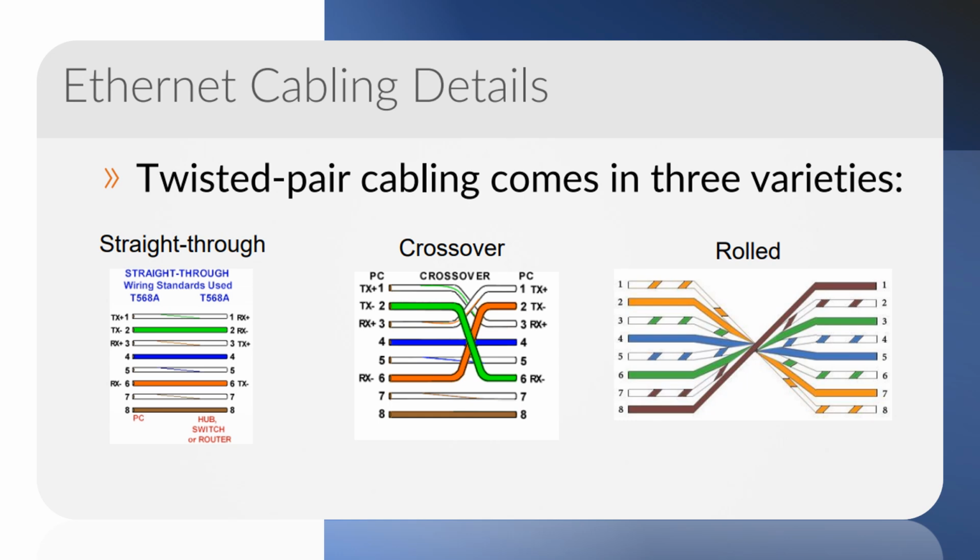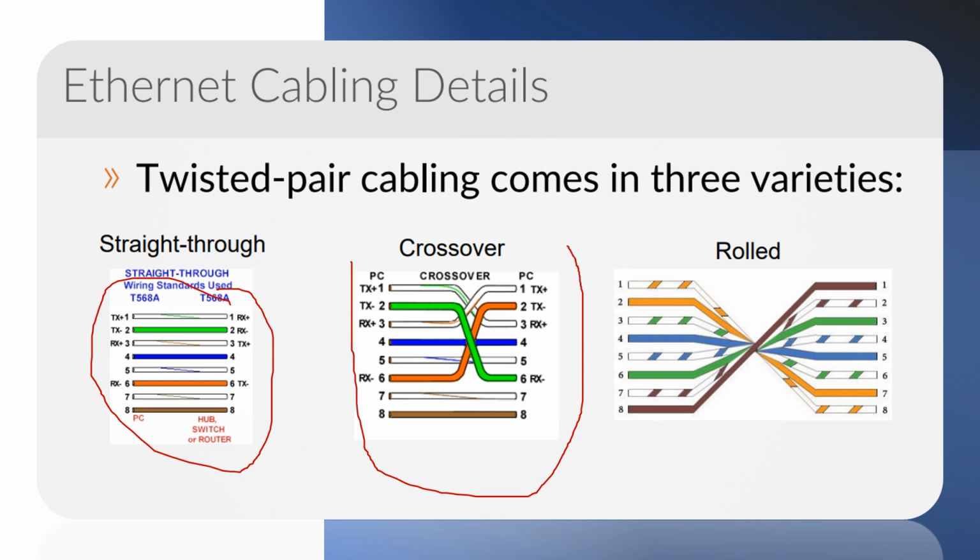Twisted pair cables come in three varieties. The first one is the straight through cable. In this cabling, the cabling is done end to end, as you can see in this figure, in the same sequence. Here it is reversed, or rather it is crossover cabling, and this is done in crossover. And here it is rolled cabling.